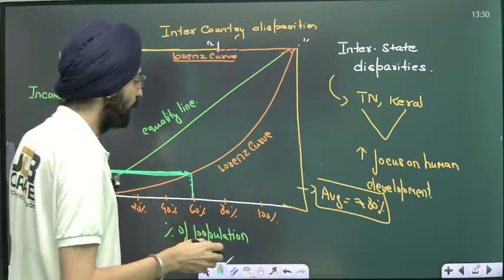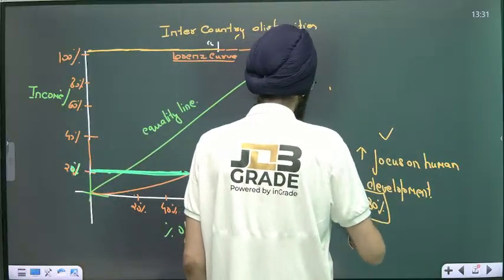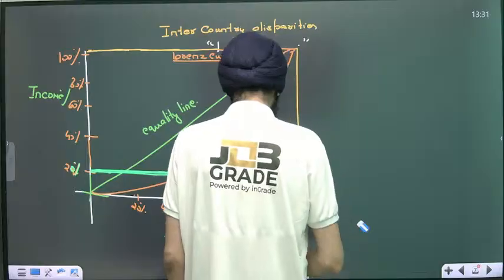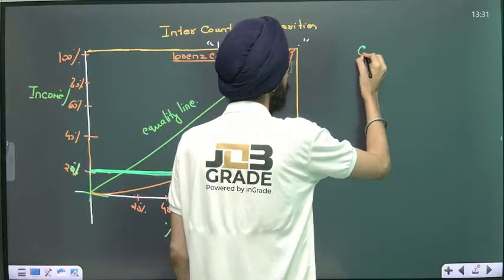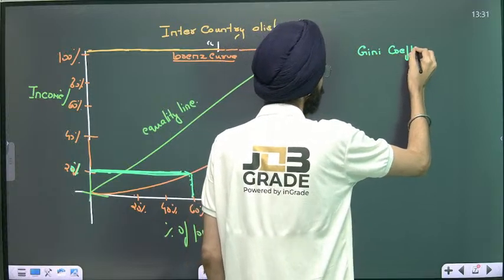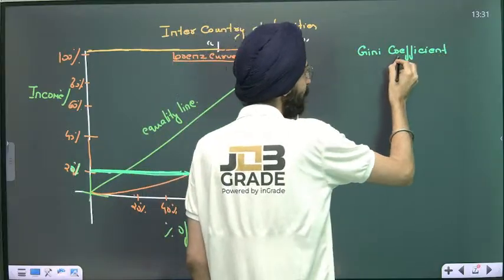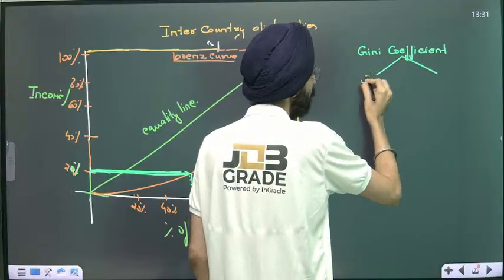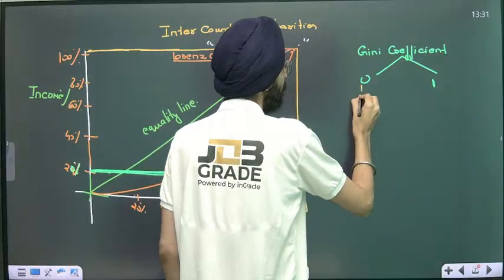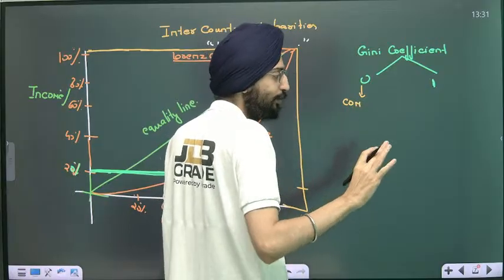Another, there's a term called Gini coefficient. Now, Gini coefficient is calculated based on certain things. It can be either 0 or 1 on the extremes. 0, what does it represent? It represents complete equality, which is almost next to impossible to achieve. No country can do that.